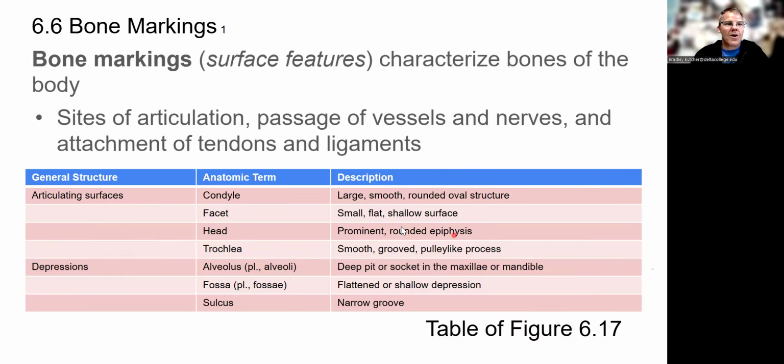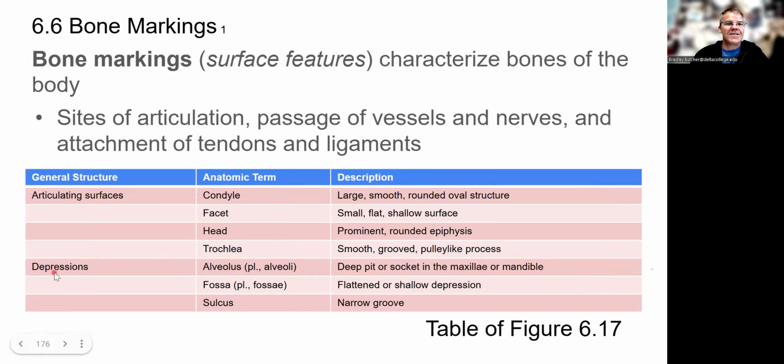Okay, so some articulating surfaces. These will be surfaces that are going to connect from one bone to another. So you have different types. You have a condyle. These are large, smooth, rounded structures. A facet is a small, flat, shallow surface. A head is prominent. This is rounded at the epiphysis. And then a trochlea is a smooth, grooved, pulley-like process.